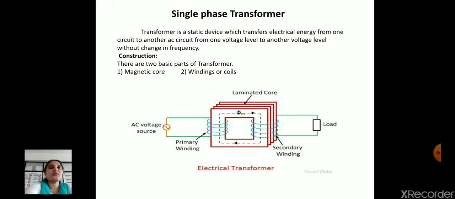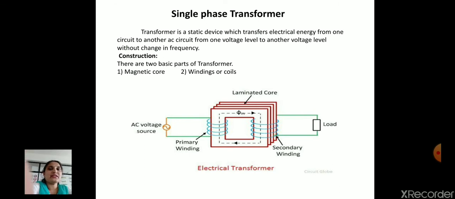Now what is a transformer? A transformer is a static device which transfers electrical energy from one circuit to another circuit, from one voltage level to another voltage level, without change in frequency. It is called a static device because it has no moving or rotating part.